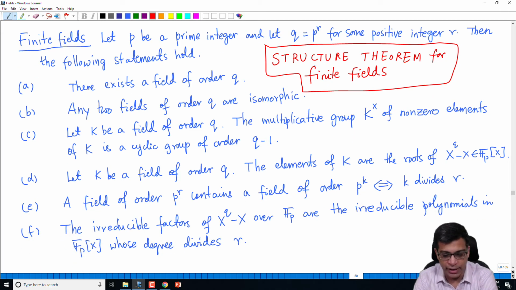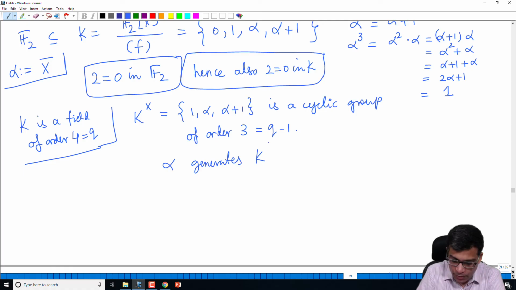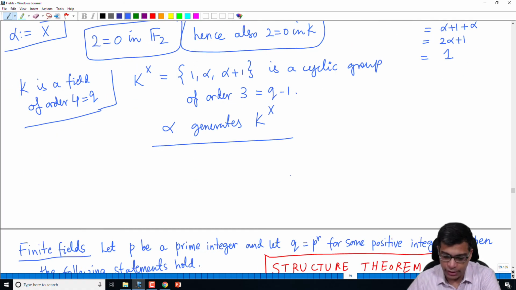Second statement is that any two fields of order Q are isomorphic, which we will prove. Third statement is that if you take a field of order Q and take the multiplicative group of non-zero elements, certainly it will be a group of order Q minus 1, but it is in fact a cyclic group. Remember I illustrated this here. Alpha generates K cross, so it's a cyclic group.